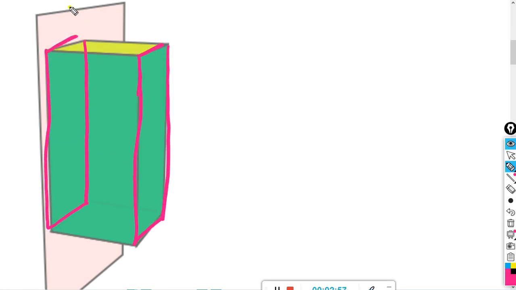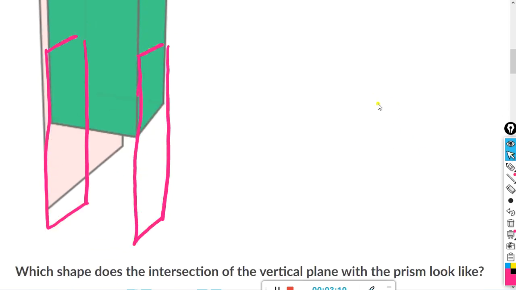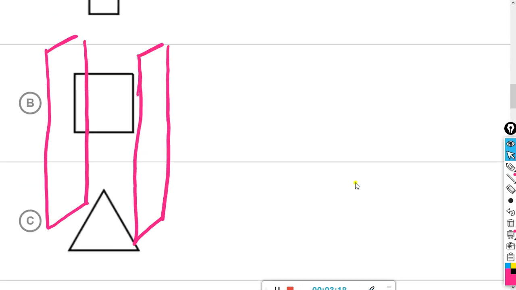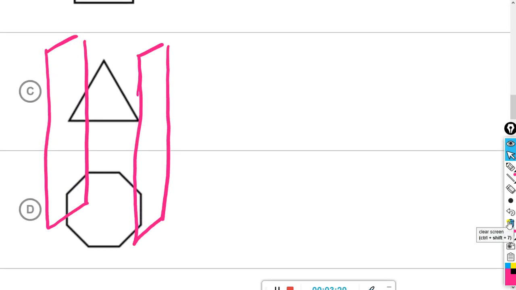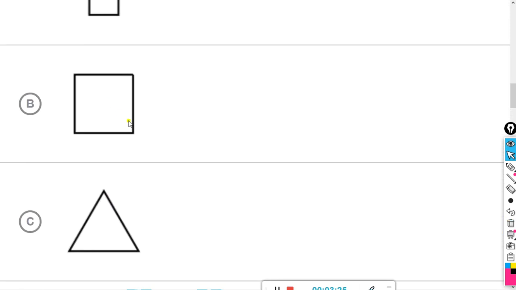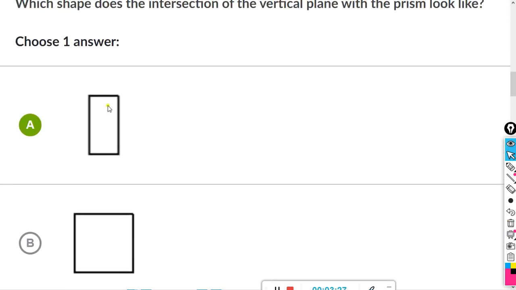So if you cut this vertically from top to bottom, whatever shape is on the right and left is going to be the same thing. So it's going to look like a rectangle. So that is answer A. There's the rectangle right there. B is a square, C is a triangle, and D is a hexagon. So it can't be any of those, and it can't be a square. It's going to be a stretched rectangle.